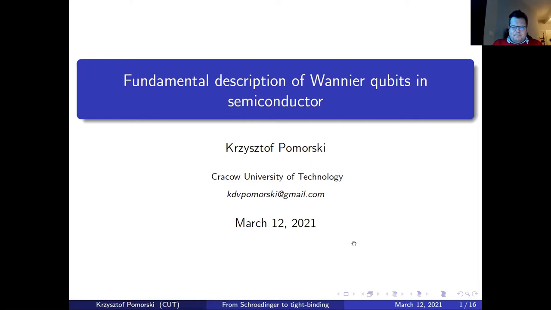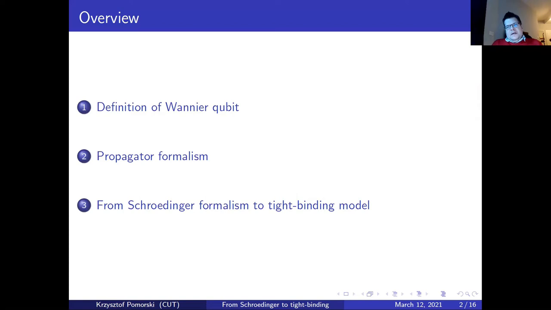All right, so first I will define the Wannier qubit, and I will briefly sketch the propagator formalism principles, and then I will show how to describe this qubit in the Schrodinger formalism. I will use two possible paths. The first path will be the usage of Schrodinger Green functions for description of Wannier qubit properties, and I will also use the Schrodinger Taylor series expansion expressed by operators for the same purpose, and then we can compare the obtained methodologies and think about bigger scale applications.